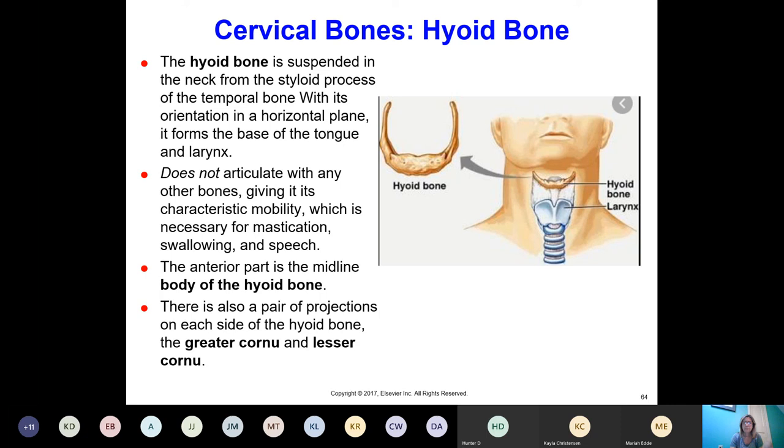Your hyoid bone is suspended in the neck from the styloid process. So here's your styloid process, the little spiny, spiky thing, sharp. So your hyoid bone is suspended in the neck from that. It's kind of a horseshoe shape like this. It does not articulate with any other bones, giving its characteristic mobility, which is necessary for mastication, swallowing, and speech. So it helps to move all those muscles and tissue.